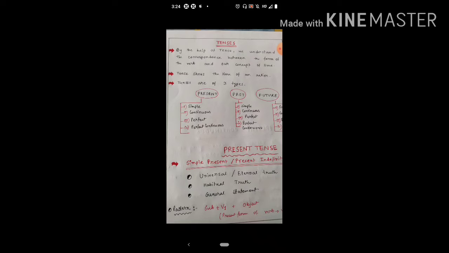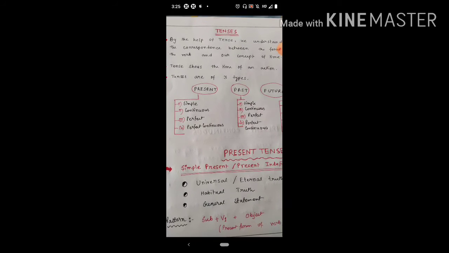Today I am here to help you to learn tenses. Why is tense necessary in our English grammar? So let's get started. At first I would like to mention the role of tense in our English grammar. By the help of tense, we understand the correspondence between the form of the verb and our concept of time.